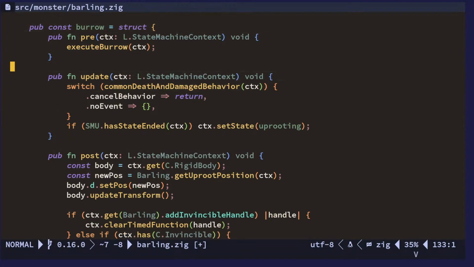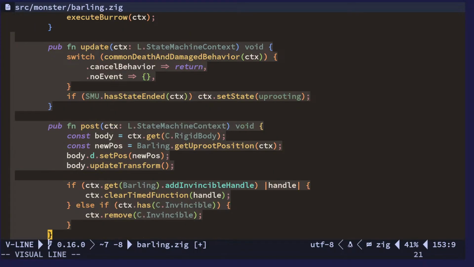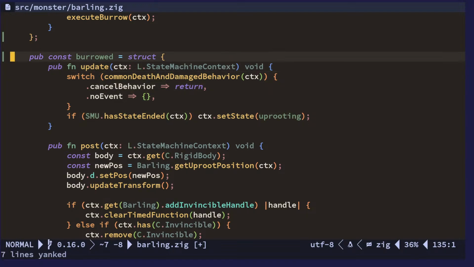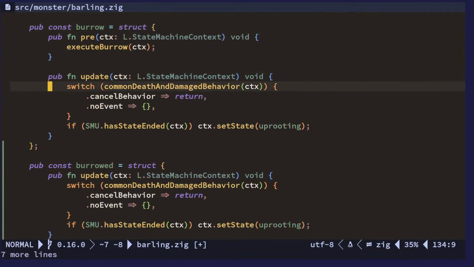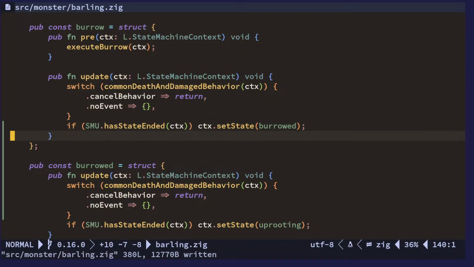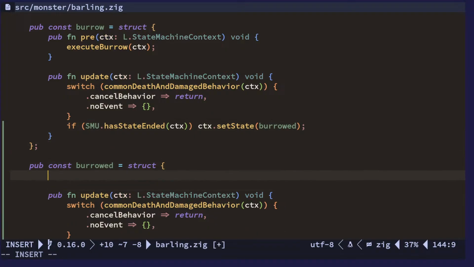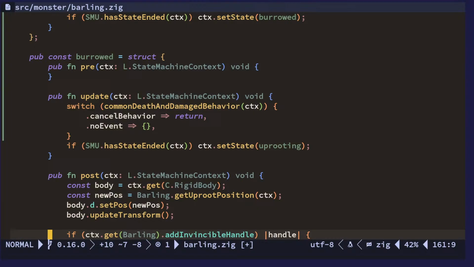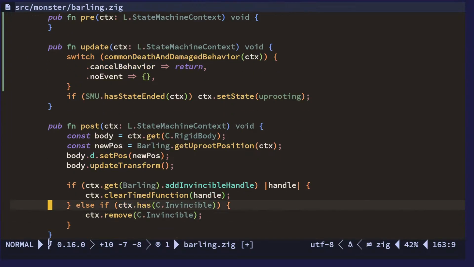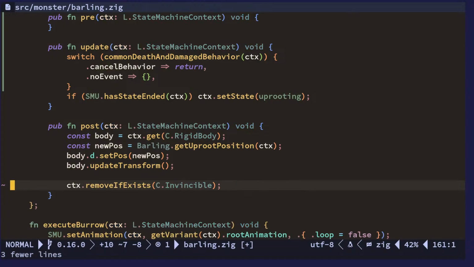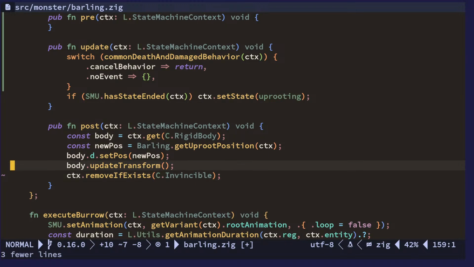Okay, and then we have the same thing here. Post is probably just copied over. The thing about this one, yeah, we should probably have the same things going on here, but this one changes to burrowed. However, now what we can say is that we have a pre-function here that just adds invincible, and then the post function just removes it if it exists. Yeah, so then we don't even need to worry about this handle.